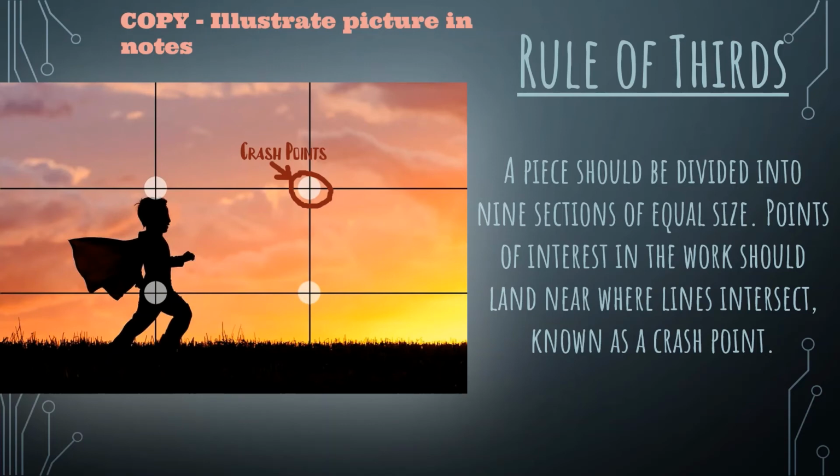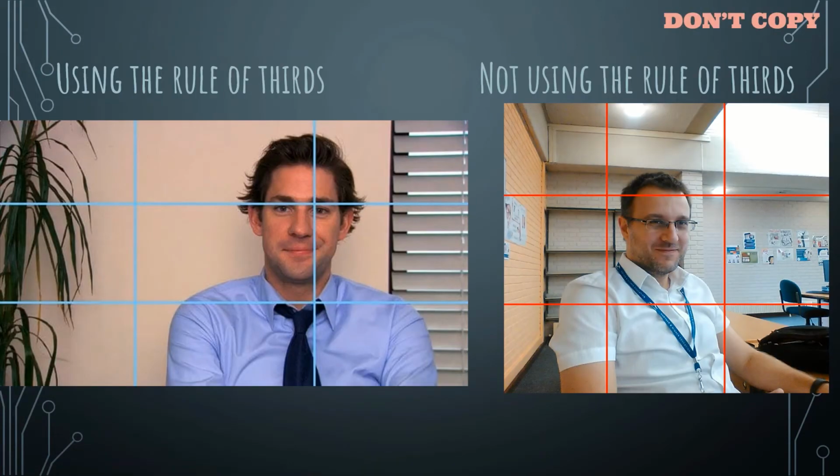Here are 2 more examples of rule of thirds. On the left, you'll see Jim from the office. He's sitting off to the right a little bit. Rule of thirds. Anything could happen over there. On the right side, the gentleman is in the center of the photograph. When we put things in the center of a photograph, it is usually just for a portrait.